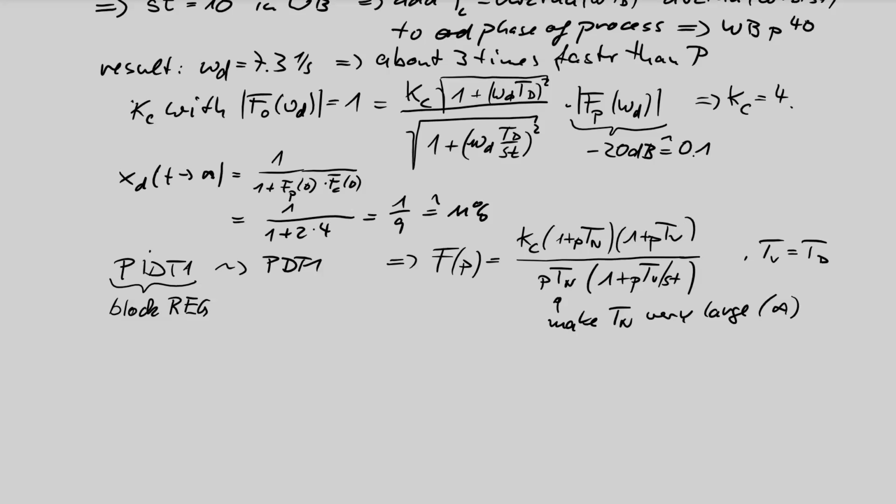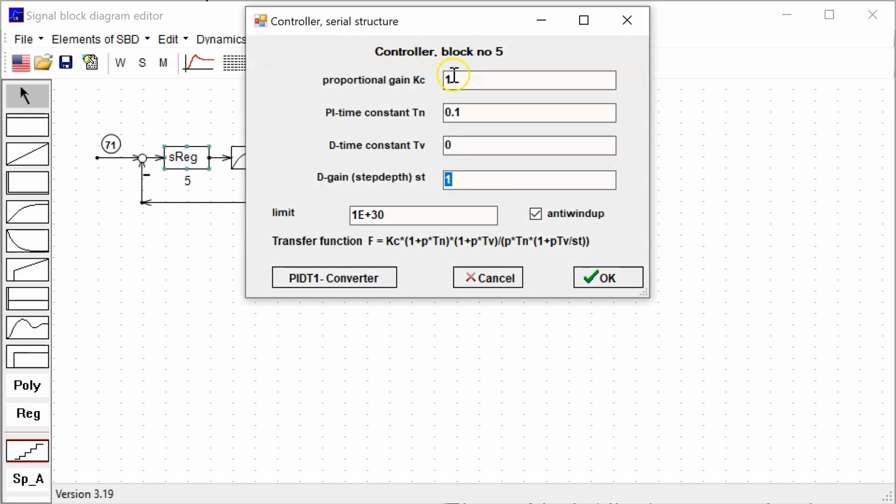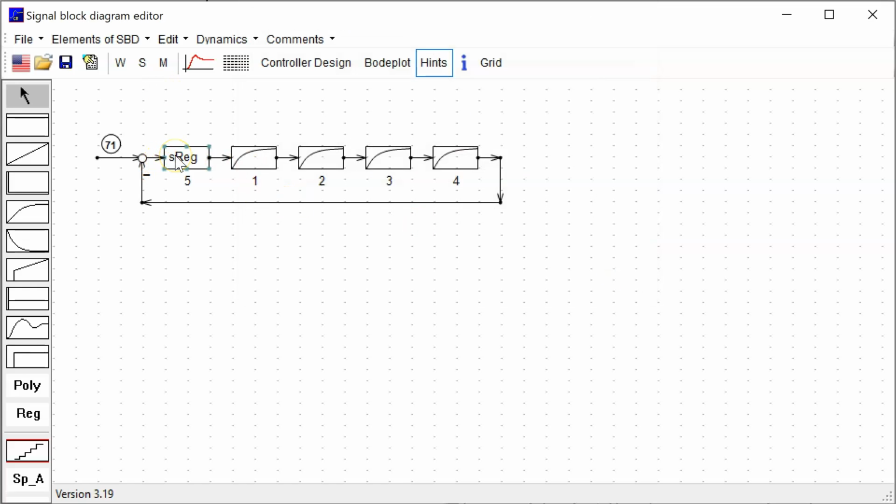So let's do this quickly in my simulation, and then you will see the same curve. I remove block 5, block 6, I remove these branches and I add a PDT1 controller with proportional gain 4. PI time constant is infinity. TD time constant 0.33, step depth 10. And this block should work in the same way as we have seen with our two previous blocks.